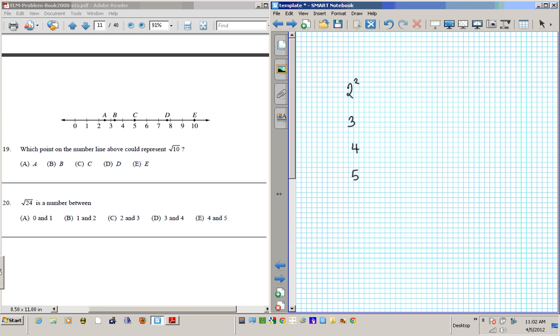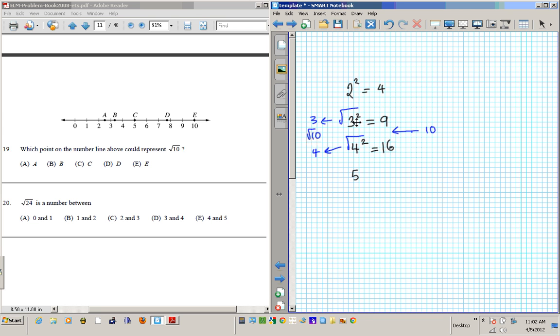Okay, 2 squared is 4. 3 squared is 9. 4 squared is 16. Uh-oh. Do you see where 10 is? 10 lies between 3 squared and 4 squared. If 10 lies between 3 squared and 4 squared, that means the square root of 10 lies between 3 and 4. The square root of this takes it to that, and the square root of that takes it to that.